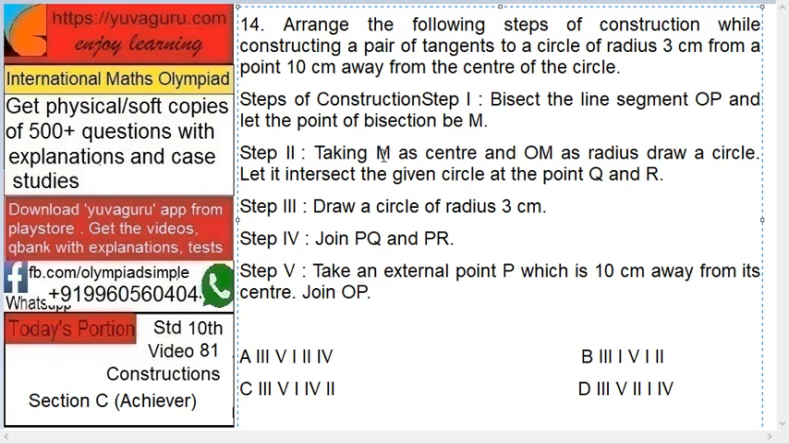So how will you get M? That's why step 1 will be required, right? So step 1 is the correct option, then A is the correct option. It means the steps are 3, 5, 1, 2 and 4. Leave it in the exam, this much only. Don't go for further steps, okay?